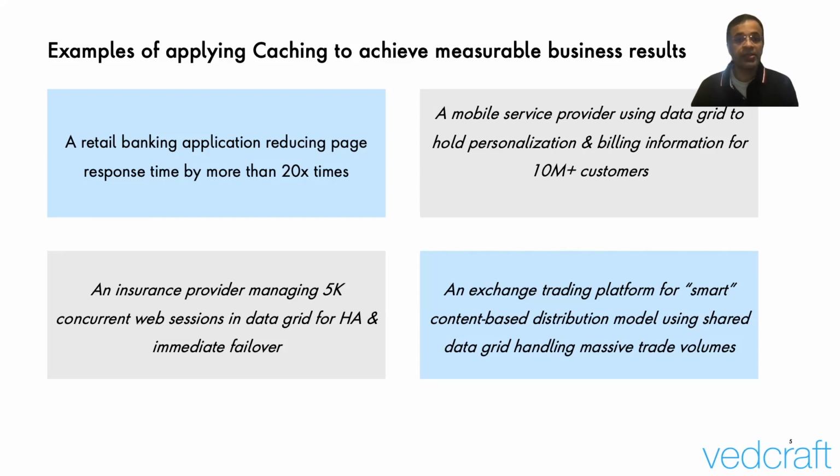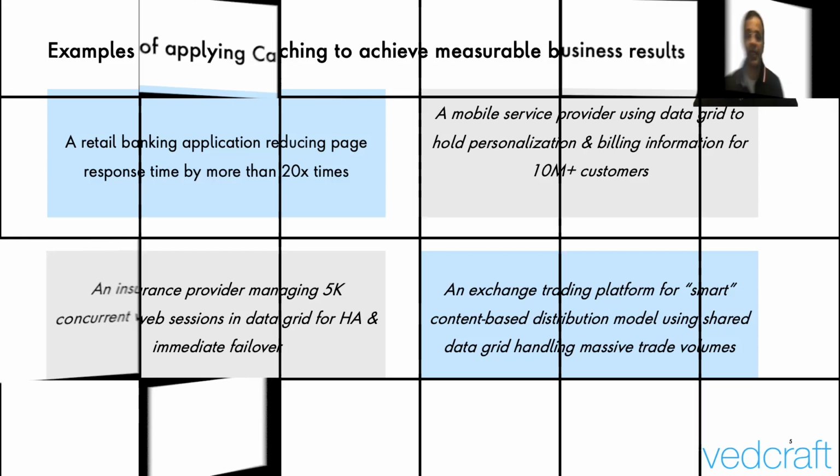I just want to mention some of the key ones where I saw a retail banking application where the response time got almost 20 times faster. An insurance client, which is using a lot of content web sessions, started using in-memory data grid products for storing the session data, and they saw an increase in performance, and a mobile service provider using data grid for personalization and billing information. So there are many such examples where people have achieved scalability and performance both using the in-memory data grid and caching.